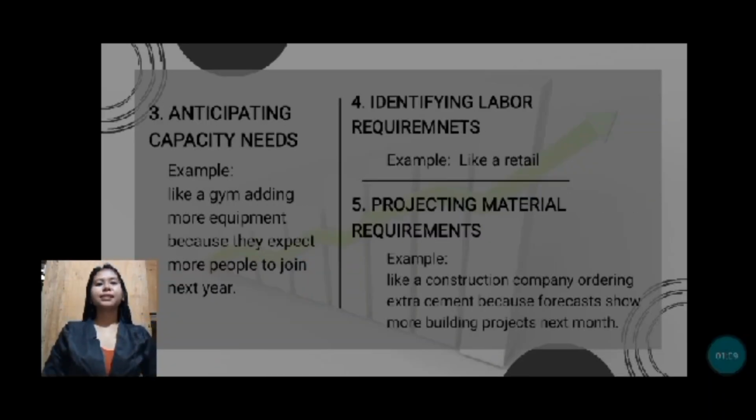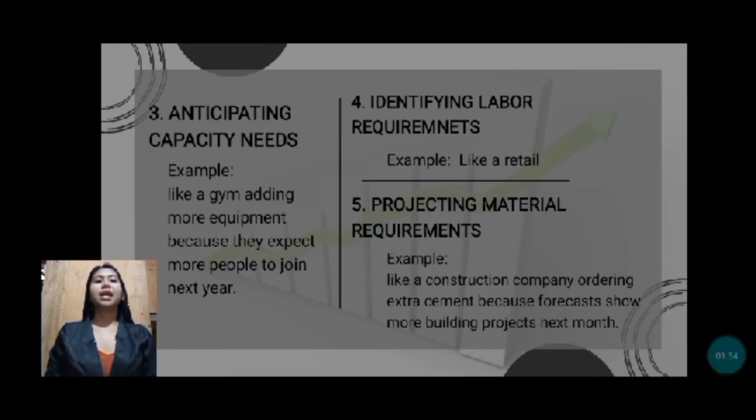The next one is anticipating capacity needs. Anticipating capacity needs using demand forecasting means figuring out how much a business can make or handle to meet future customer demand. For example, a gym adding more equipment because they expect more people to join next year.